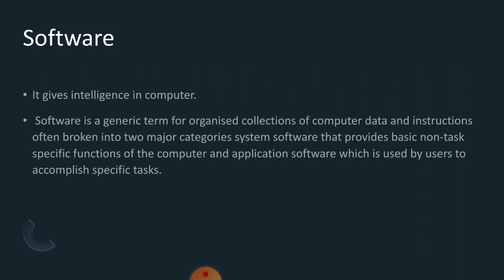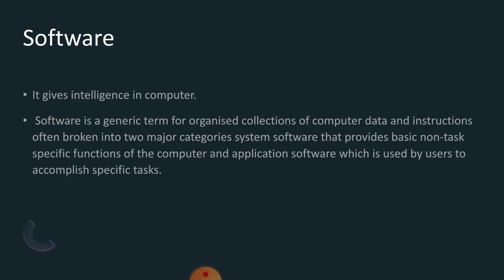Now what is software? Software is a collection of programs or data and instructions which gives intelligence to the computer. Without software, without programs, you cannot calculate or compute anything. So using software you can make the computer intelligent. Software is a generic term. It is basically an organized collection of computer data and instructions. So you write instructions, and when you run your program, you have to give your data to process it.